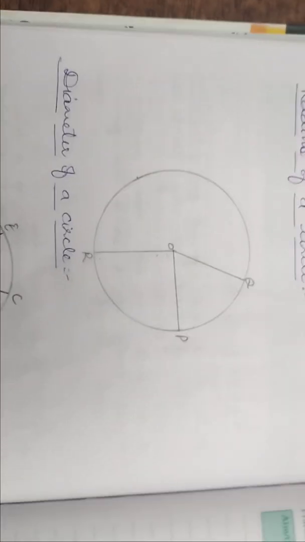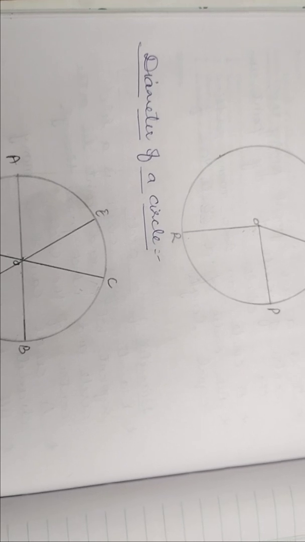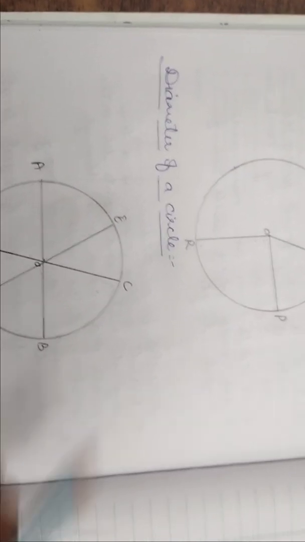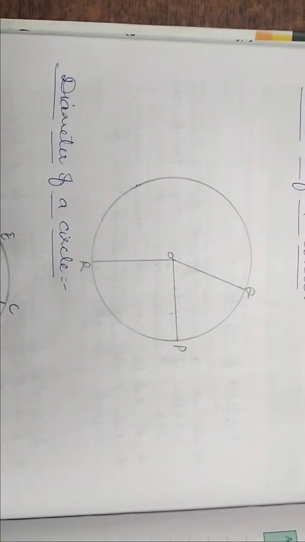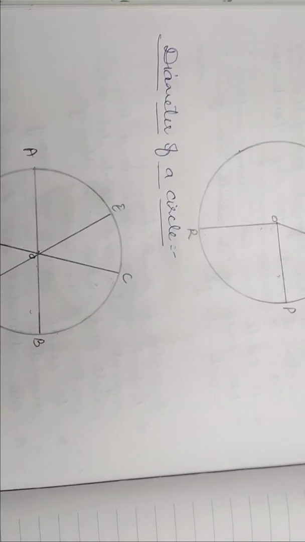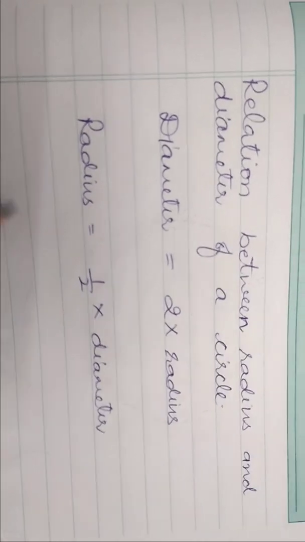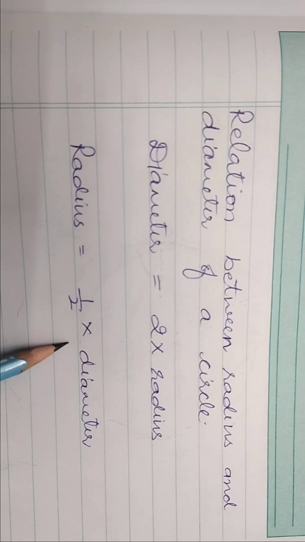Now, what do you observe? Relation between radius and diameter of a circle. You can see that diameter is double of radius and radius is half of diameter. So what is the relation between radius and diameter of a circle? Diameter is equal to double of radius and radius is equal to half of diameter.